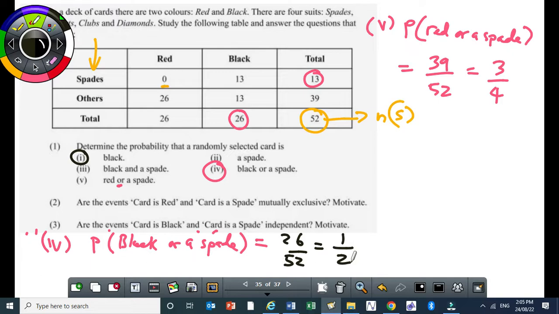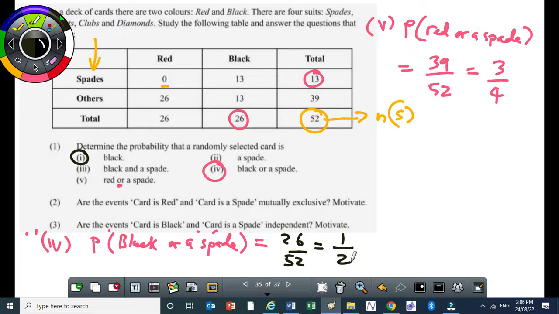26 plus 13, 39. Which one did I take out? I took out number 4 for this one here, because those spades are also black. So you're going to end up counting them twice, like how I did initially. Okay. Alright. Then number 2 now says, are the events card is red and card is spade mutually exclusive?